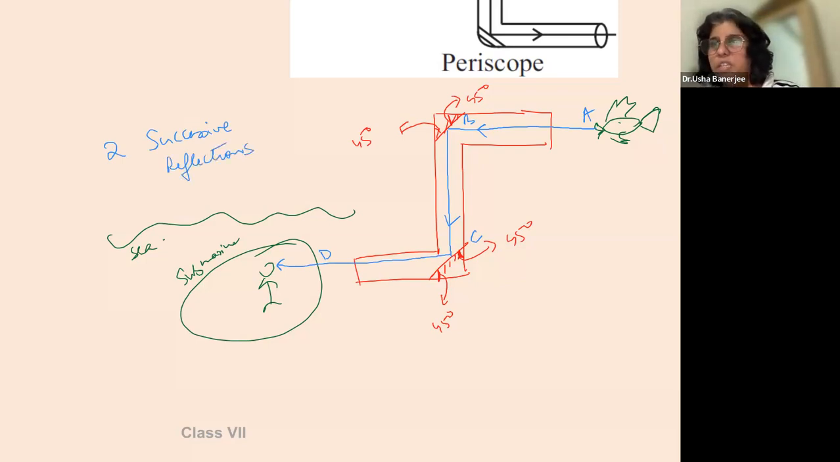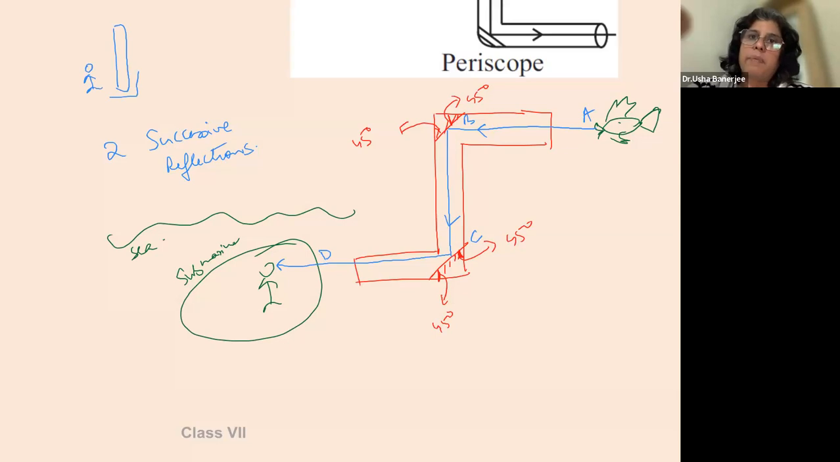So, two successive reflections of light. Periscopes are mainly used by submarines. Also, suppose I have a big wall, and a person is sitting here who wants to see something over the wall. So he uses a periscope like this. There is a bird in the sky or something, and he can see it.